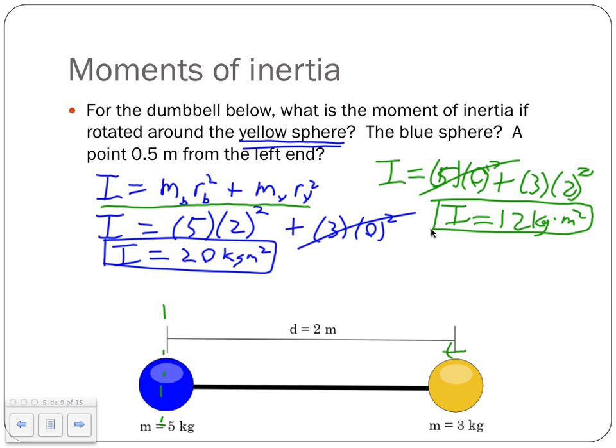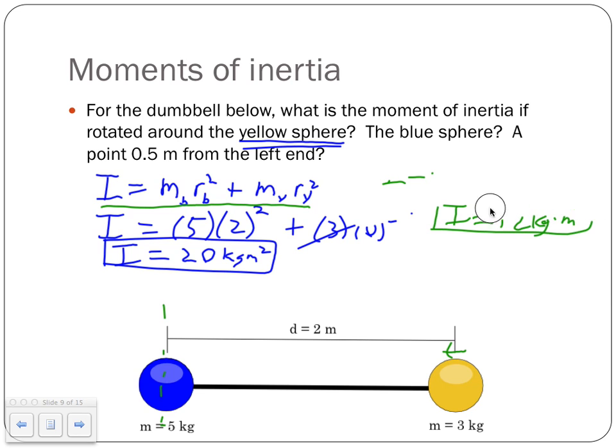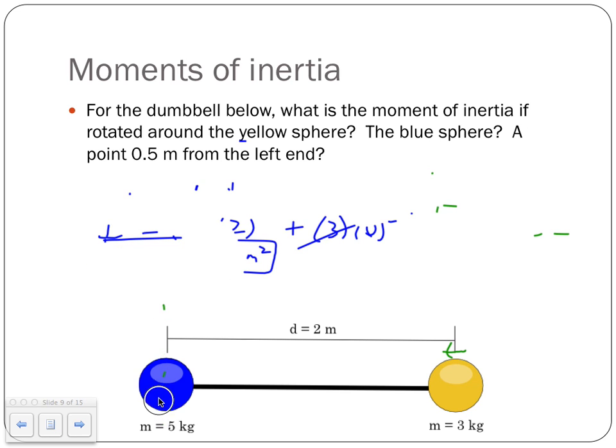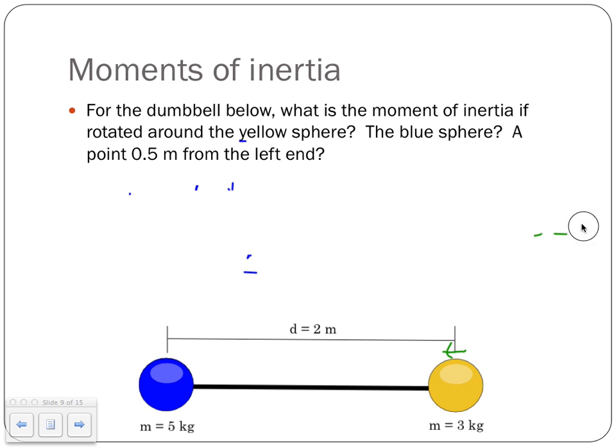All right, so let's look at our third situation. I'm going to go ahead and erase what we have here. The third situation is we want to rotate this barbell about a point that is 0.5 meters from the left end. So 0.5 meters from the left end is going to be somewhere in the neighborhood, halfway is about right here. And so we're rotating about this axis right here.